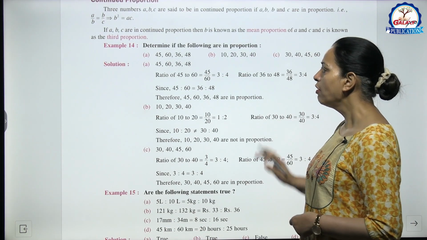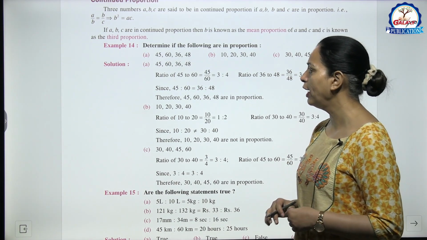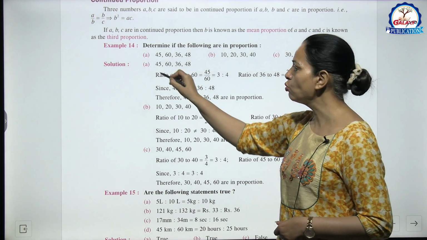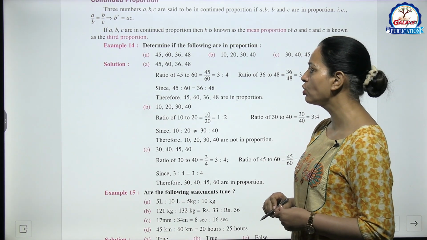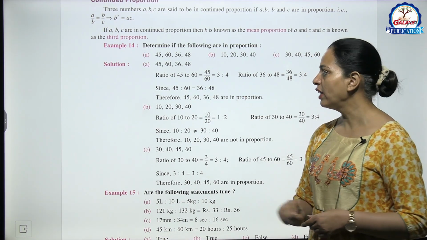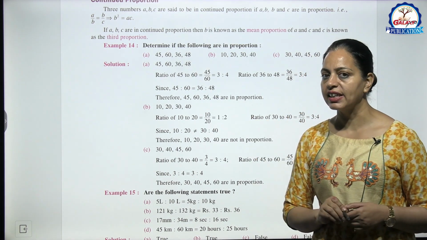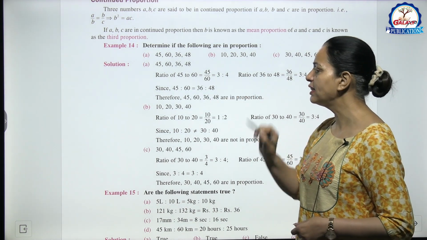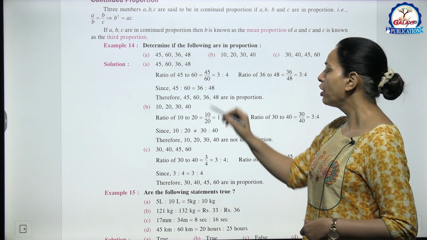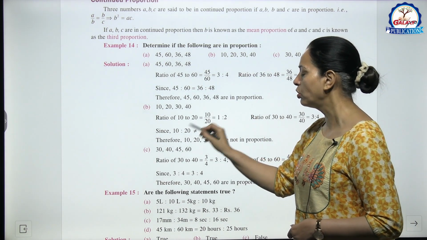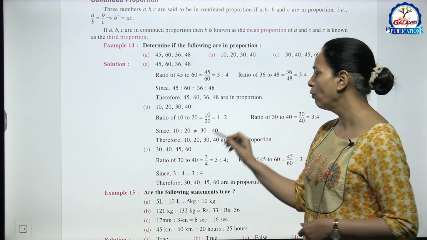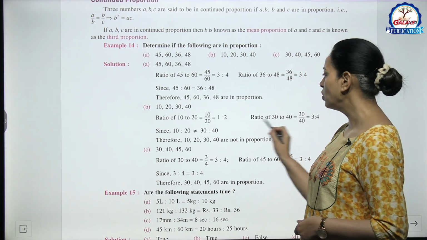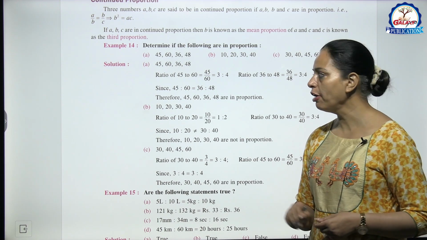Now example 14. Find if the following are in proportion. A part 45, 60, 36, 48. So what will we do? First we find the ratio of the first 2 terms. 45:60, that is 3:4. Then we find the ratio of the last 2 terms, 36 and 48. So cut it by 12, 3:4. So both are same. It means yes, they are in proportion. Now B part 10, 20, 30 and 40. So ratio of 10:20, that is 1:2. Ratio of 30:40, that is 3:4. So these are not same. So these are not in proportion.